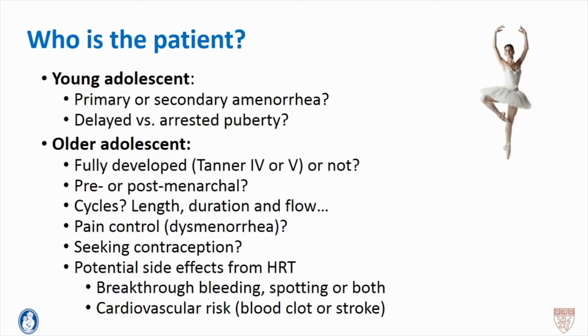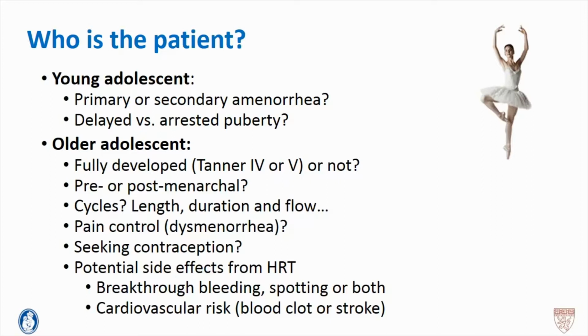So again, she's in the office. Who's the patient? Is she a young adolescent? Is she fully grown? Does she have primary amenorrhea, meaning she's never had a period? Or does she have secondary amenorrhea? Did she have that first period and then her period stopped? Does she have delayed puberty, or did she have delayed puberty? Did she start late, or did she start late and then it arrested? Did she start on time and then it arrested? Arrested would mean develop some breasts, develop some pubic hair, and then things seem to stop.